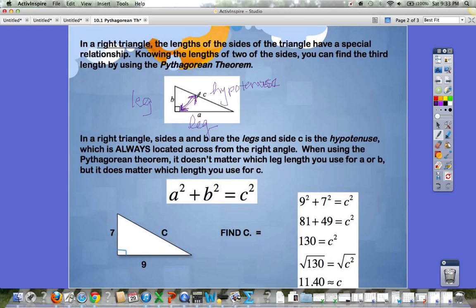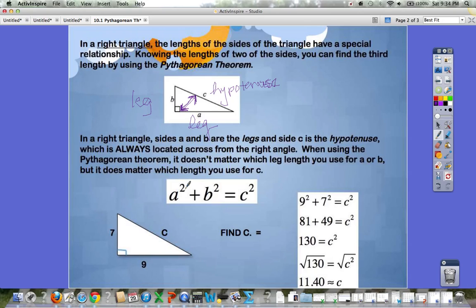Sometimes, however, students can't figure out which one's the longest side because it's really, really close. So that's why I say you can always bank on it being across from the right angle, even if you can't tell. Okay? But it will always be the longest side. It has to be. So if you figure up something and you get A or B to be bigger than C, then it's done wrong and you redo it. So when you're using the Pythagorean theorem, it doesn't matter which leg length you use for A or B. Does not matter. The only one that really, really matters where you put things is C.